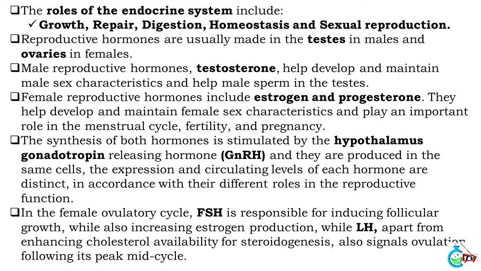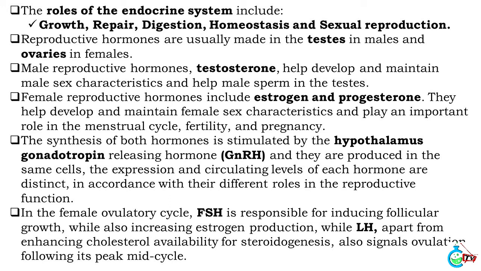The roles of the endocrine system include growth, repair, digestion, homeostasis, and sexual reproduction. Reproductive hormones are usually made in the testes in males and ovaries in females. Male reproductive hormones, such as testosterone, help develop and maintain male sex characteristics and help make sperm in the testes. Female reproductive hormones include estrogen and progesterone. They help develop and maintain female sex characteristics and play an important role in the menstrual cycle, fertility, and pregnancy.